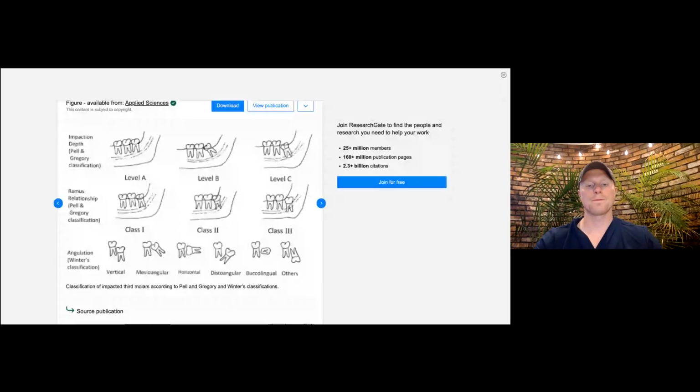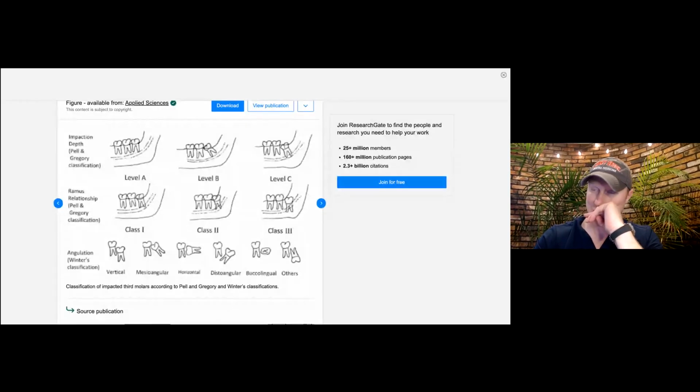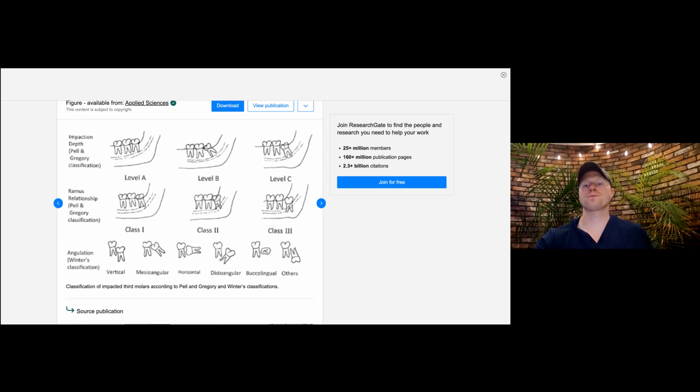Correcting your disaster. 1. Pell and Gregory classification. Class and position. Class 2. Partial bony impaction with distoangular orientation suggests the tooth is partially in the ramus. Class 2, as the mesiodistal width is partly covered by the ramus. Class 3 would be fully in the ramus. Less likely here, without full bony impaction. You said class 3, which is wrong as hell.